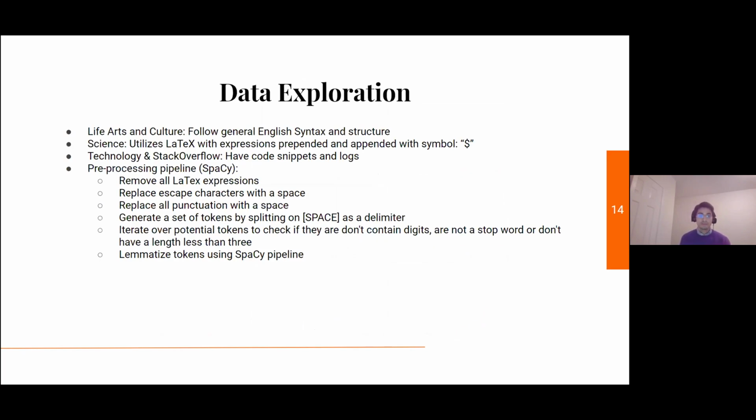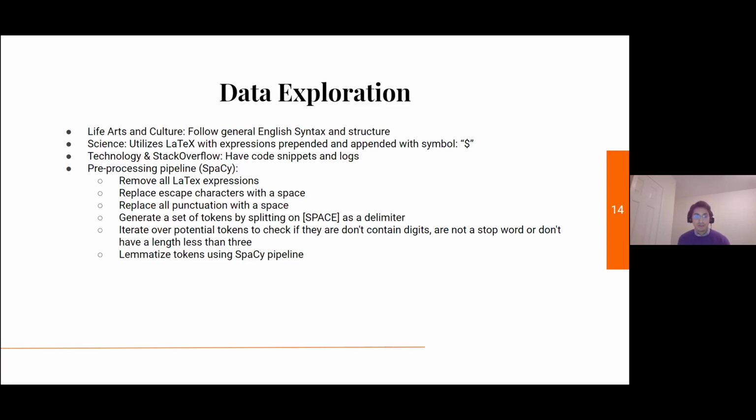So looking further into a particular set of examples for a category, life, arts and culture follow the general English syntax and structure, so nothing special there. But the science category questions and answers included special LaTeX expressions, which were pre-printed and appended with the $ symbol. And technology and Stack Overflow contain code snippets and logs, and so variables in camel case and in snake case, and so on.